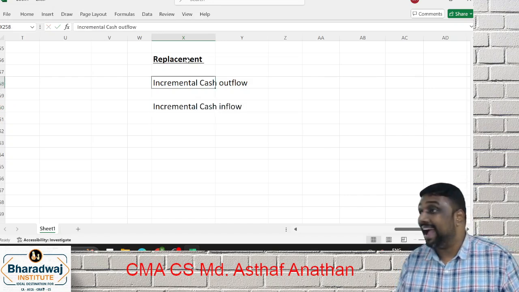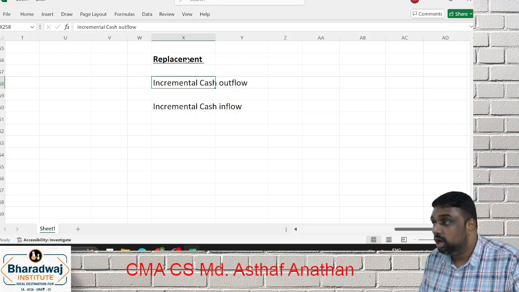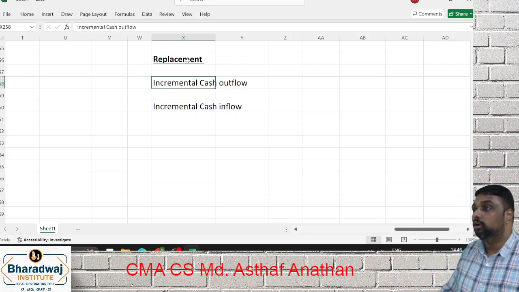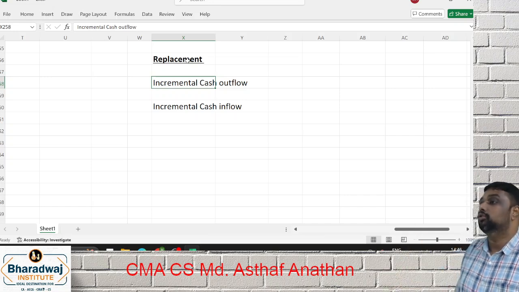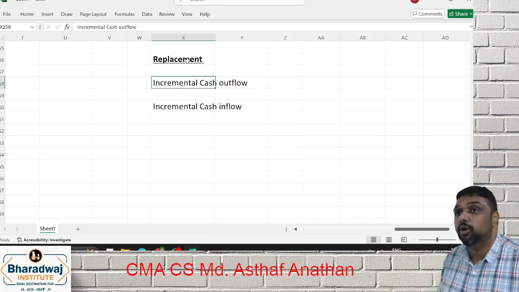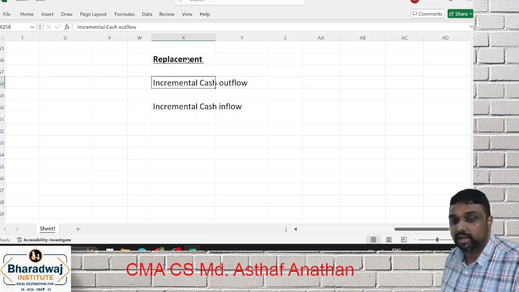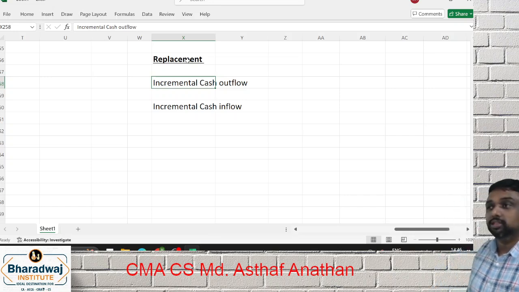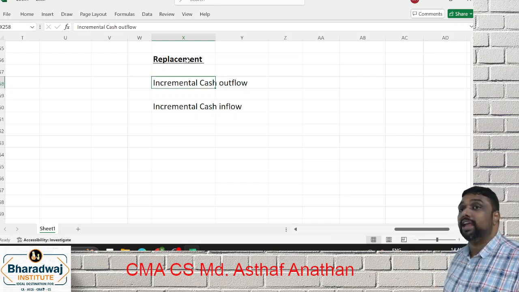You want to identify, for the old machine, what is the incremental cash outflow and what is the incremental cash inflow. If the incremental cash outflow is more, then what will you do? If inflow is more, you will do the replacement. We did a question on that replacement also. Replacement is a very interesting area. How to compute incremental cash inflow or outflow?